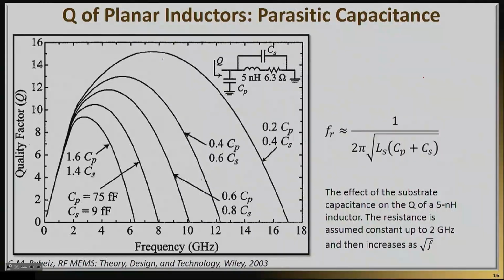What we're actually going to study today is essentially how parasitic capacitance affects the performance. In a previous lecture, we studied how the metallization loss affects the performance of the inductor. And here, we're actually going to see how the finite parasitic capacitance actually affects the performance. So this is the same inductor we have used before.